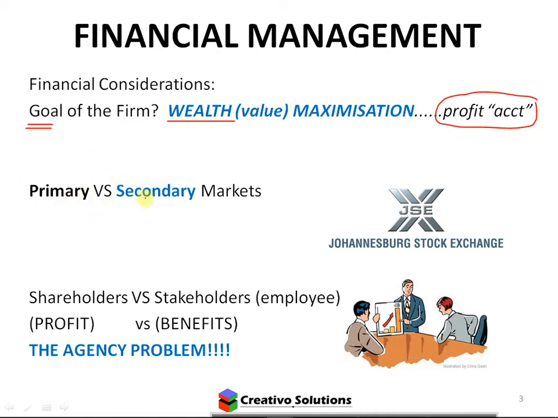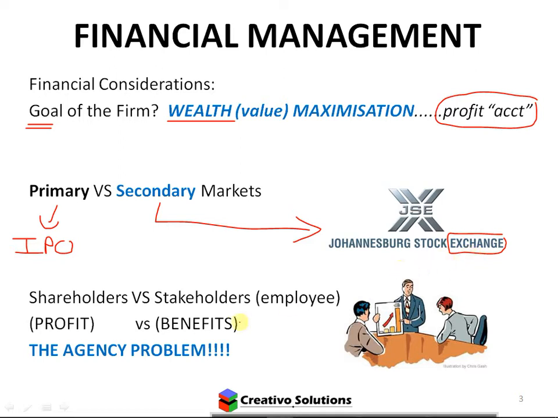Right, then you get two types of markets. You get primary, you get secondary. Okay, we spoke about primary as being the first time you list, which is an IPO, initial public offering. Secondary market, JSE, it's an exchange. Okay, an exchange is a regulated marketplace where people can buy and sell certain assets.